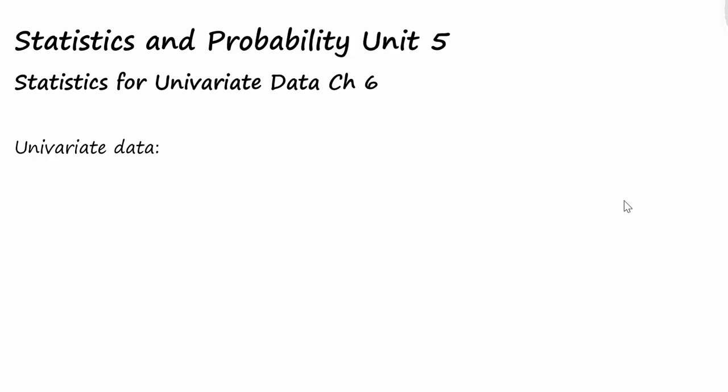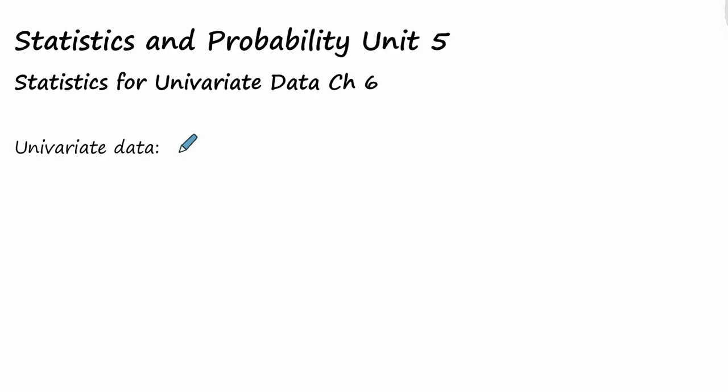Okay, so we are going to be working on stats and probability this unit. We're going to start with chapter 6. Chapter 6 and chapter 7 make up our content for unit 5. Unit 6, or chapter 6 specifically, is about univariate data.